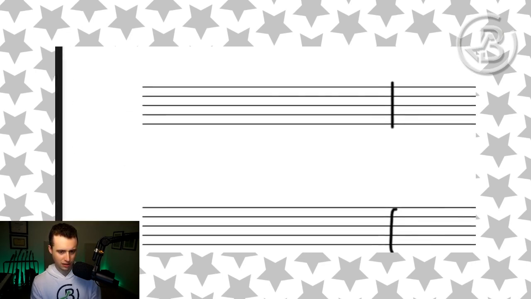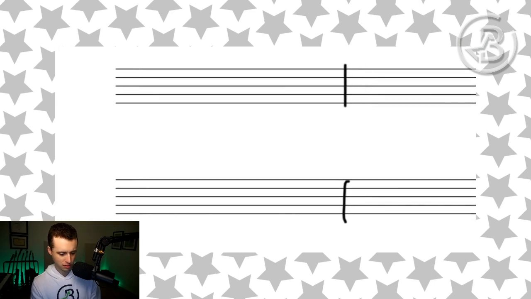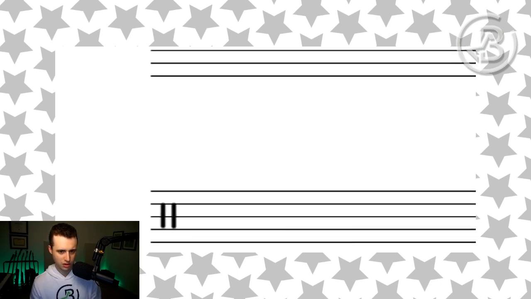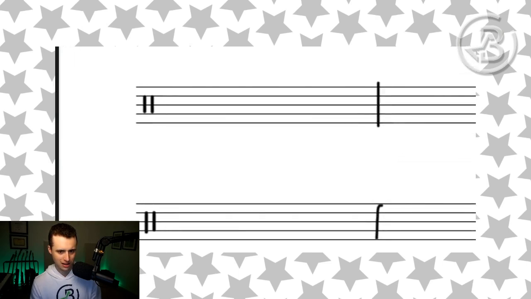Now we come back to the left side and you see we have nothing there. I'll clean that up just a little bit. And then we're going to write percussion clef for both lines. 1, 2, 1, 2. And then we're going to write our time signature on the top.